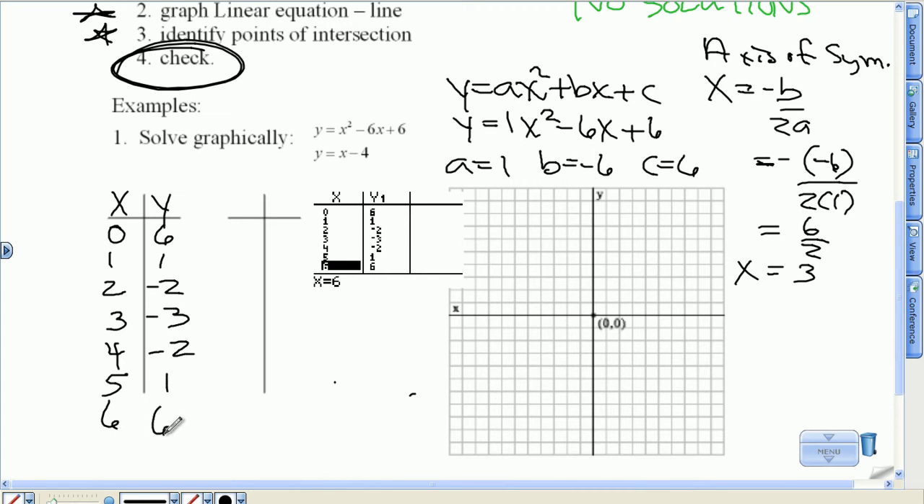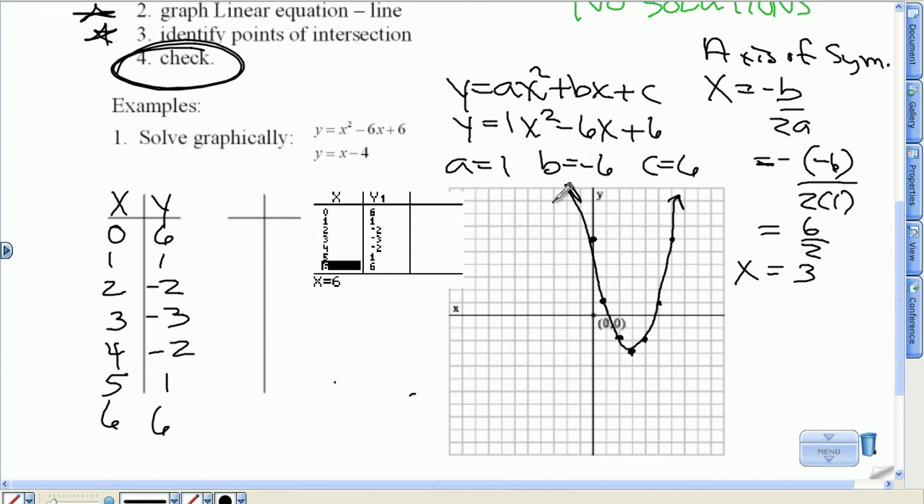So we're going to plot these values. 0, 6 is here, 1, 1, 2, -2, 3, -3, 4, -2, 5, 1, and 6, 6. Okay, we graph this. And I'll hold off labeling for a moment until I draw the line so it doesn't get too sloppy. But that does have to be labeled for full credit.